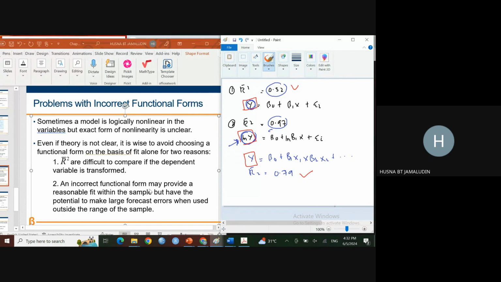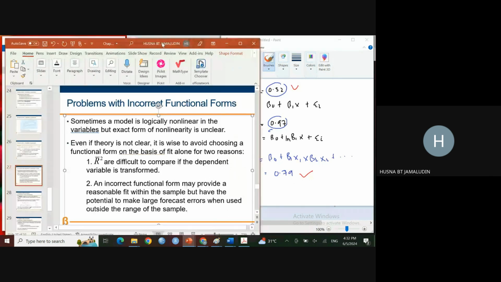Okay, so an incorrect functional form may provide a reasonable fit. Sometimes it is an incorrect functional form, but remember you are talking about data. They may mistakenly give you a reasonable fit within the sample, but have the potential to make large forecast error when you estimate outside the range of sample.